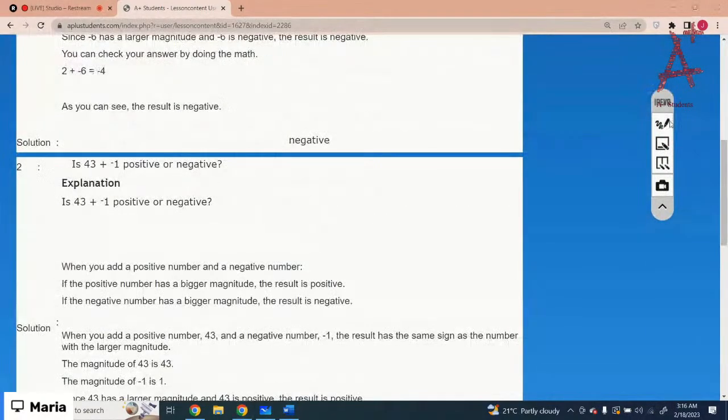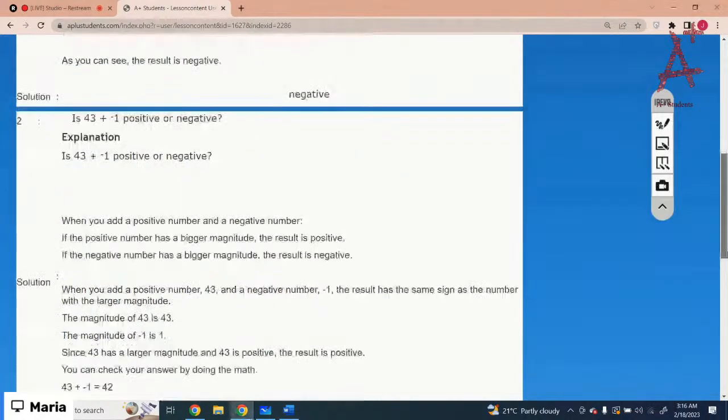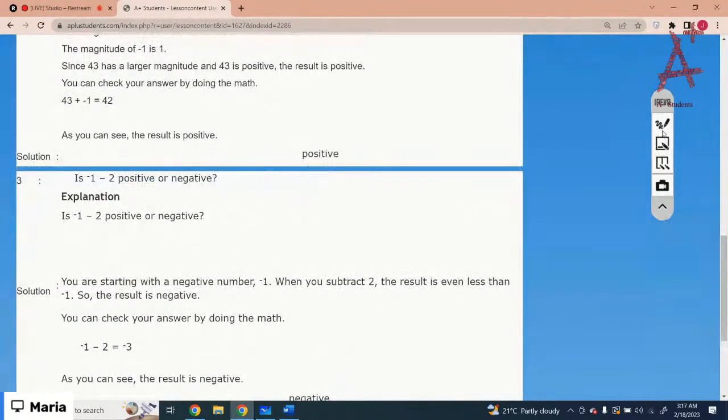Okay, the next one is 43 plus negative 1. Now which number is greater? 43 is greater, and 43 is positive. That means the answer must be positive. So whenever you're working on adding integers, just look at the greater number. If the greater number is positive, the answer is positive. And if the greater number is negative, the answer is negative.